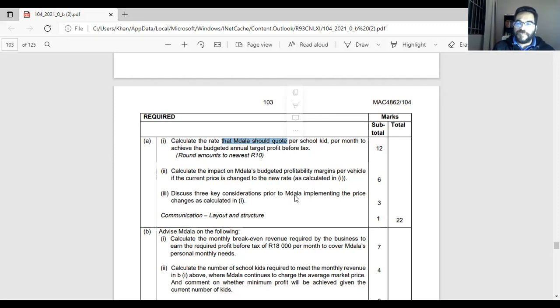Then just take note, when we get to the final answer, we must make sure that it is per school kid per month and not per annum. Okay, so let's get into it.